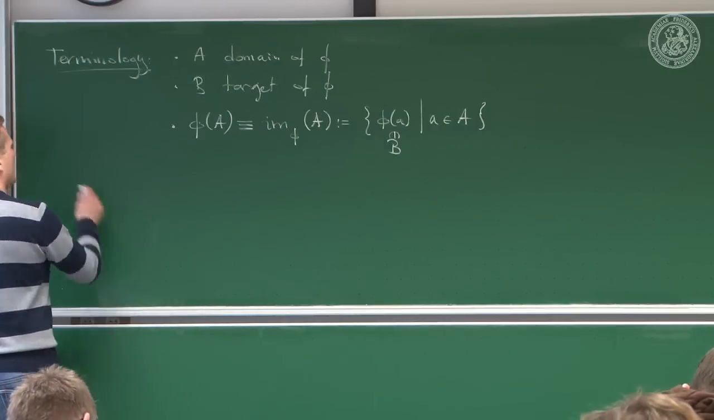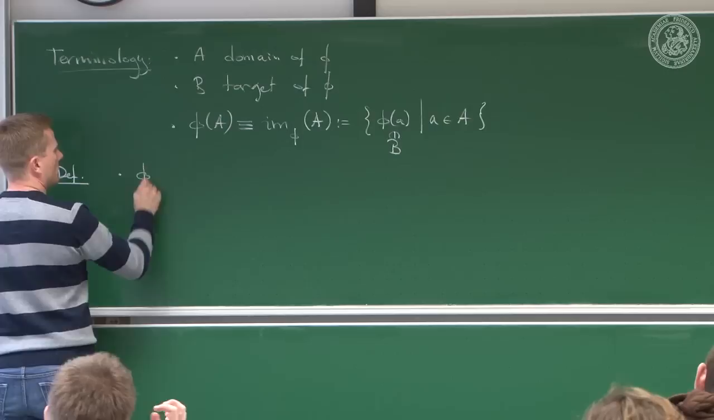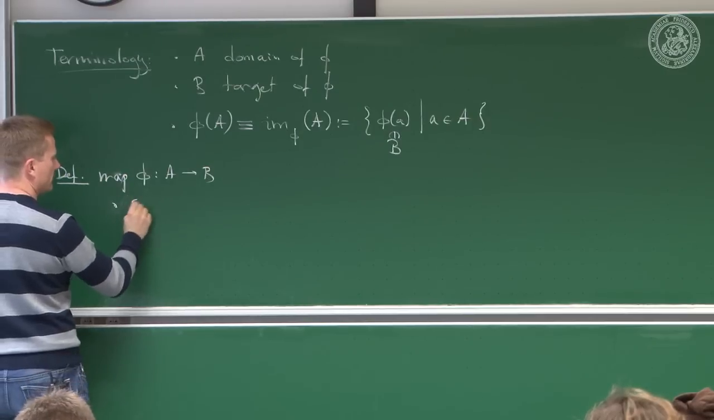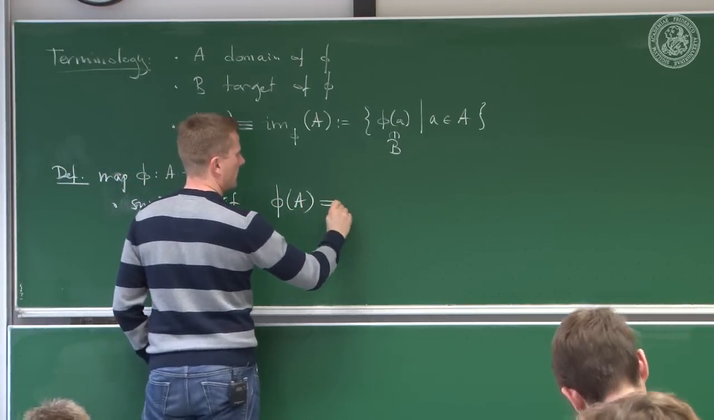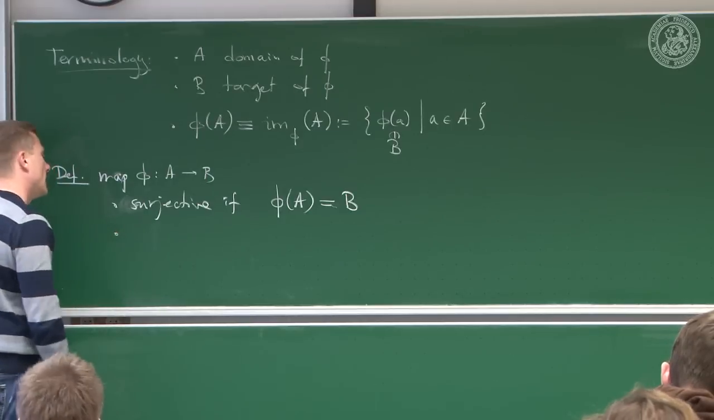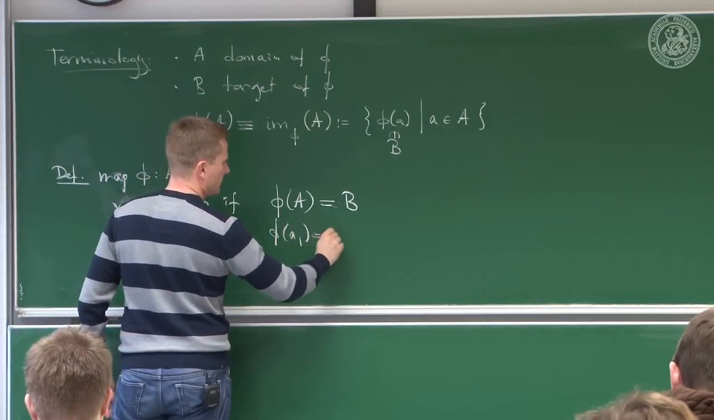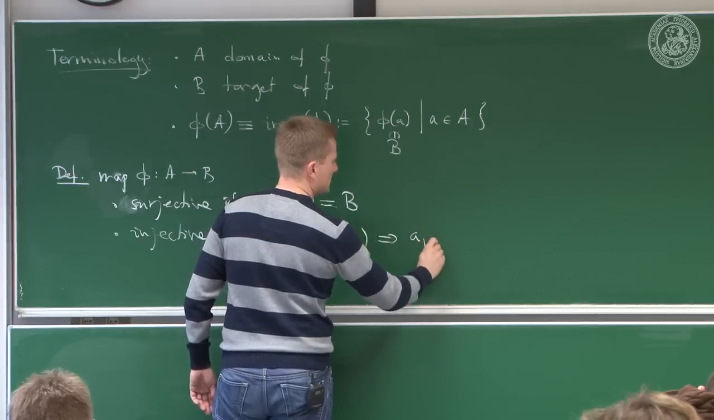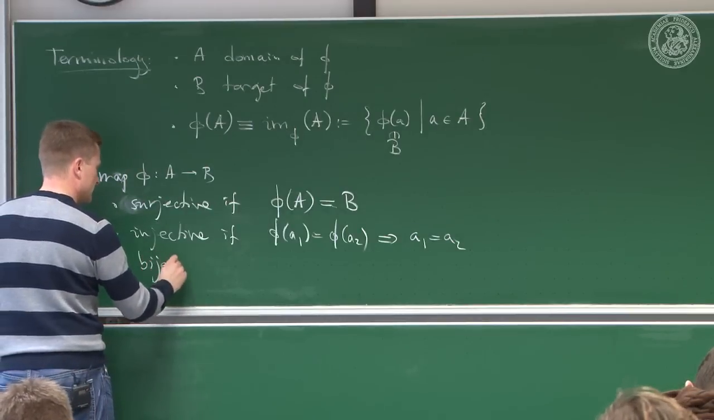This is the image, and then we have further definitions, also well known to you. A map phi from A to B is surjective if its image phi of A coincides with the target. So if every point in the target is hit by the map. It's injective if the equality of two values of the map, if phi of a1 equals phi of a2, already implies that a1 equals a2.